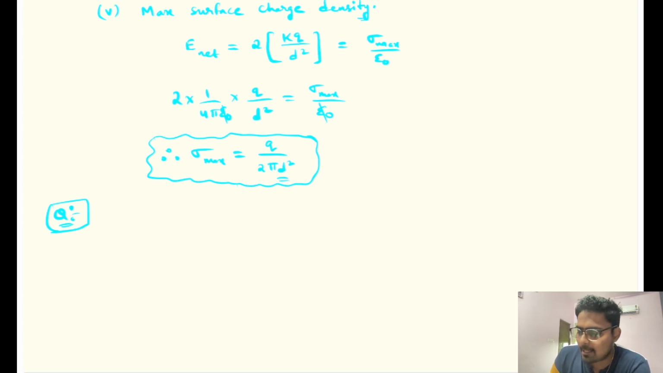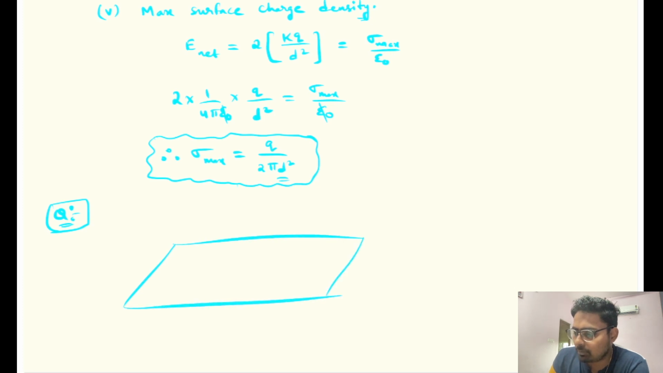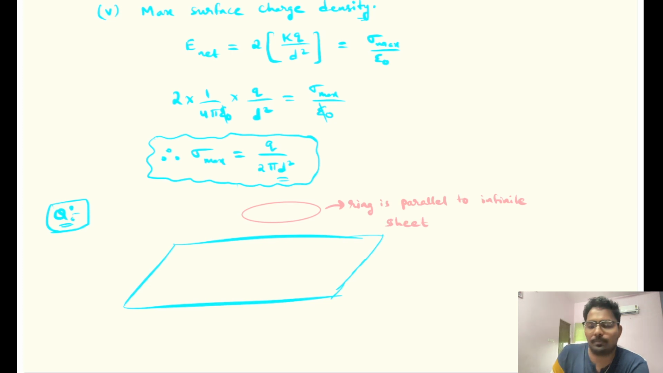So now let's say there is an infinite plate like this, and I'm telling you that here I am keeping a ring. The ring is parallel to this infinite sheet. I have given some charge Q to the ring, uniformly, so the ring has a uniform charge Q.